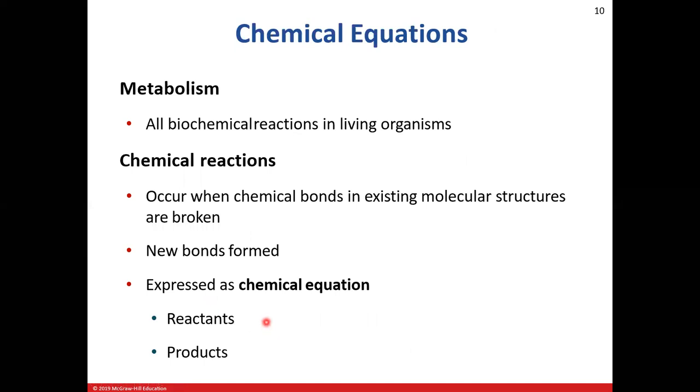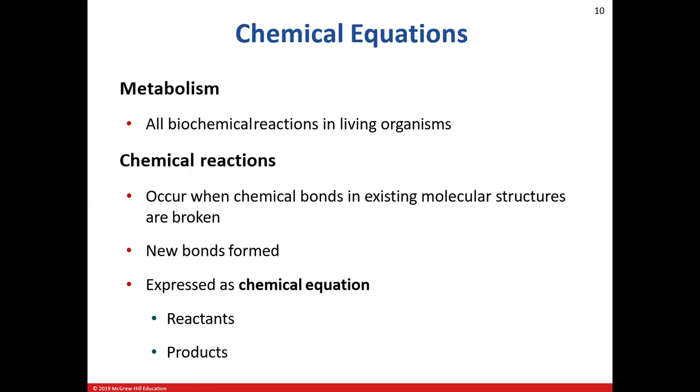So now we get into some of our chemical reactions. Now we talked a little bit about some of this, especially with our synthesis and our dehydration reactions and our hydration reactions. We talked a little bit about them, but now we kind of start to go a little bit more in depth with them. So with metabolism, metabolism basically encompasses all biochemical reactions in living organisms. When we look at the chemical reactions, they occur when chemical bonds in existing molecular structures are broken, or we can have new bonds get formed. Okay, and so we express this then as a chemical equation.